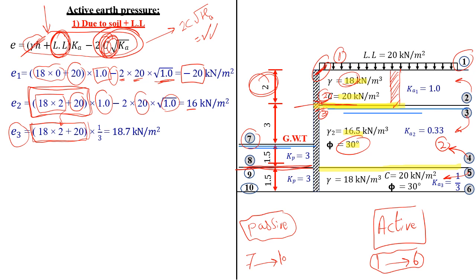What changes from E2 to E3 is the parameters of the rest of the equation. The value of K active will be different and maybe the value of C will be different. So point number 3 gets its parameters from the middle soil layer, which doesn't have a C value and has a K active of 1/3. So it will have a K active of 1/3, and the second term of the equation, 2C by square root of K active, will be equal to 0 because C is equal to 0. So E3 will be 18.7 kilonewton per meter square.